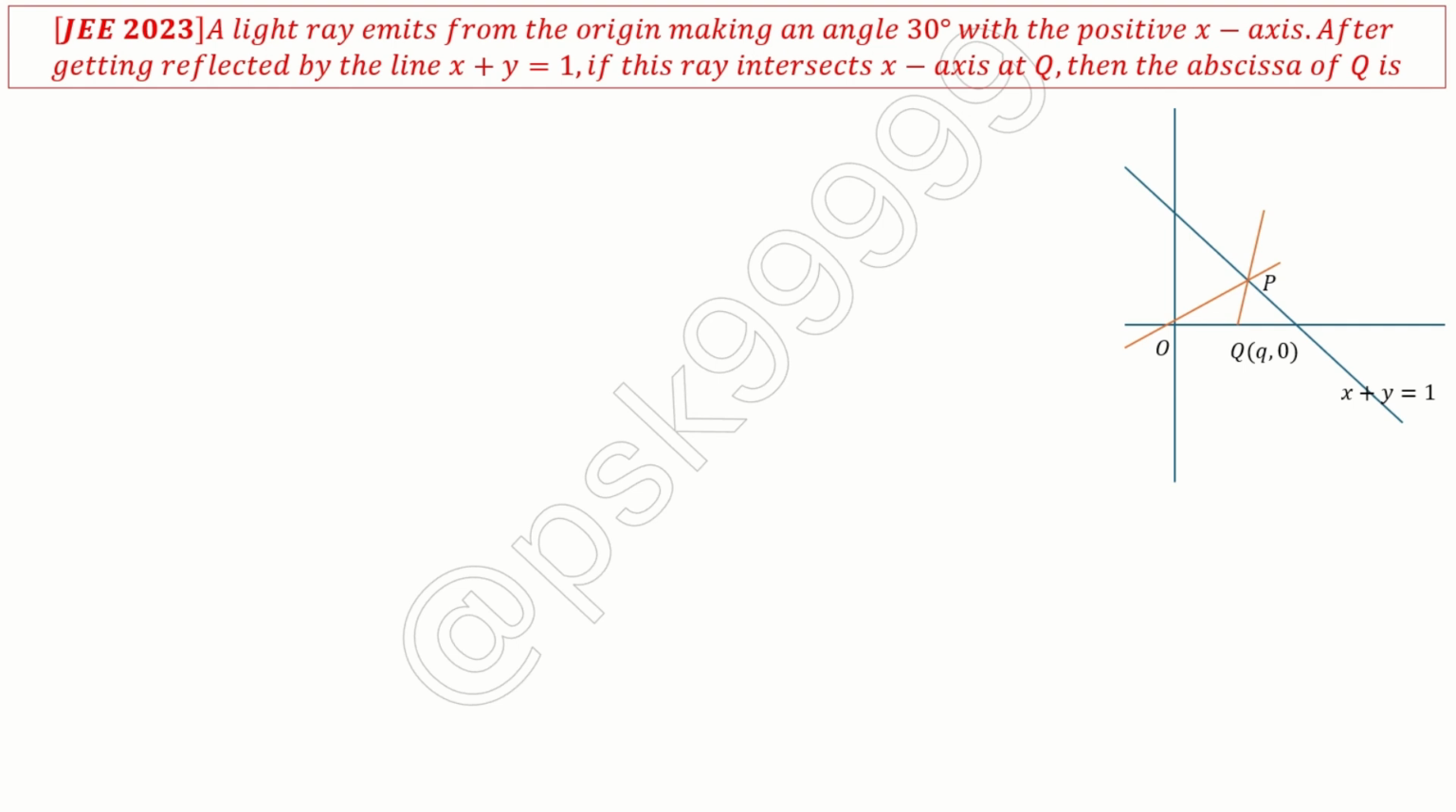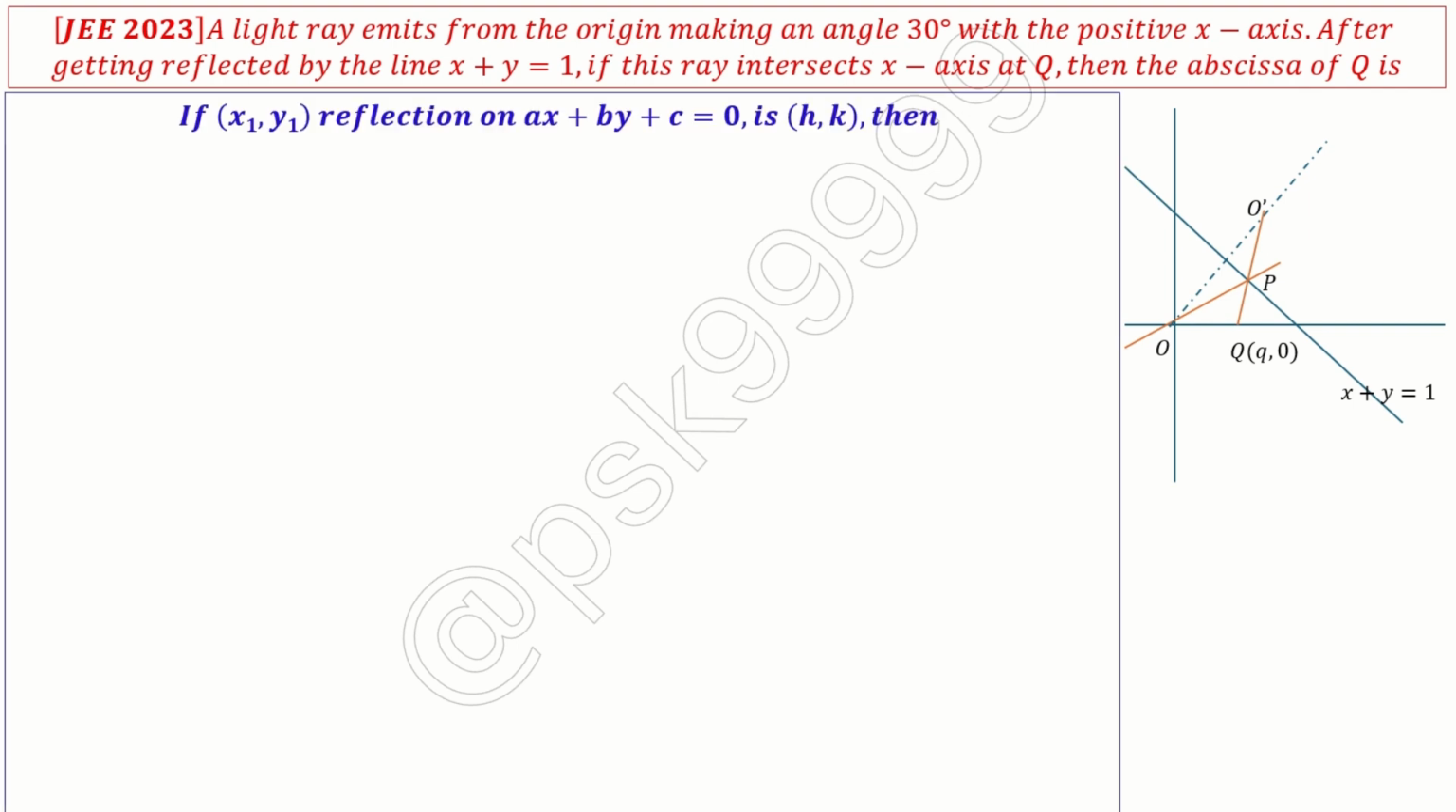Now we know that the reflection of O is nothing but the extension of PQ, from the laws of reflection of rays. So O dash, basically the reflection of O over the line x plus y equal to 1, and O dash, P and Q will be in the same straight line. Once you know this, you can solve this problem. This is the most important thing, which if you have studied rays in physics, you should apply here.